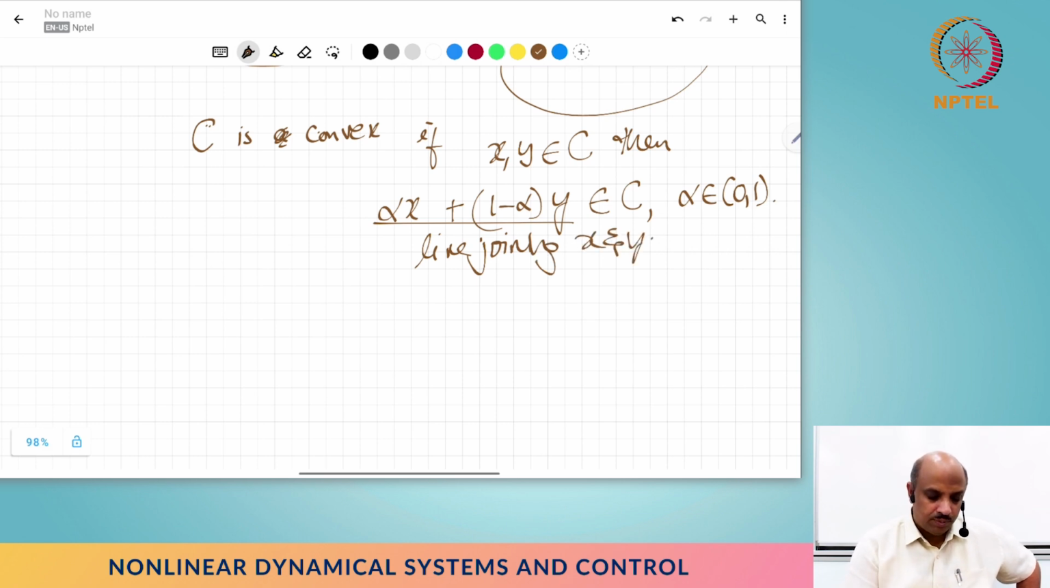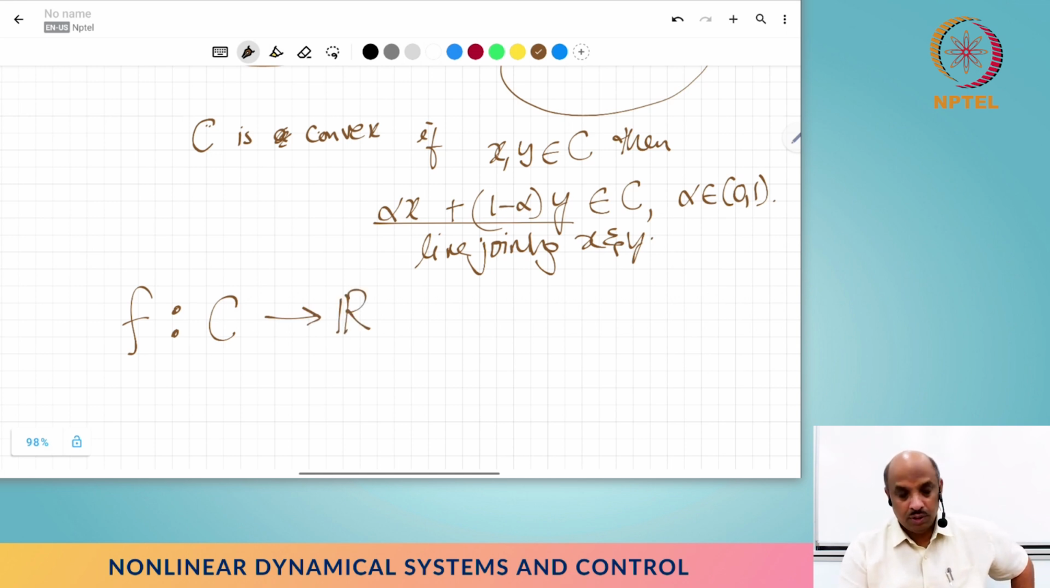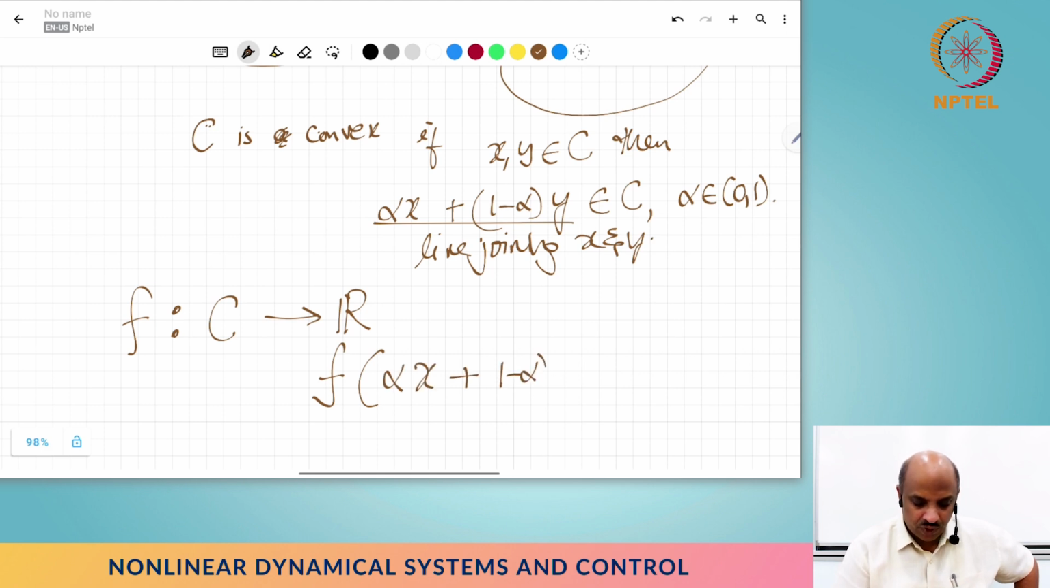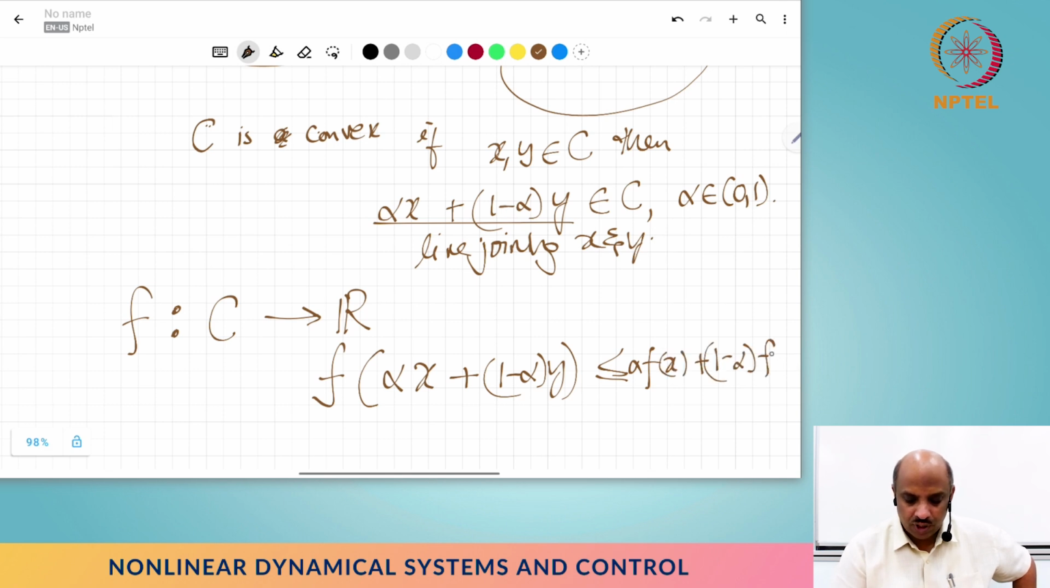Now we can define a function on this convex set. It's essentially a real valued function, and it satisfies something quite interesting. So f of alpha x plus 1 minus alpha y has to be less than or equal to alpha times f of x plus 1 minus alpha times f of y. Again, alpha is between 0 and 1.